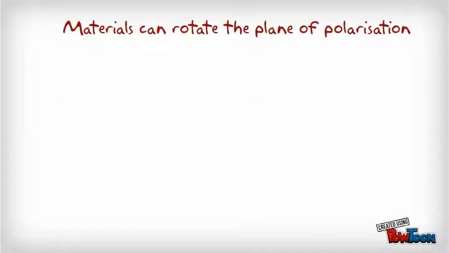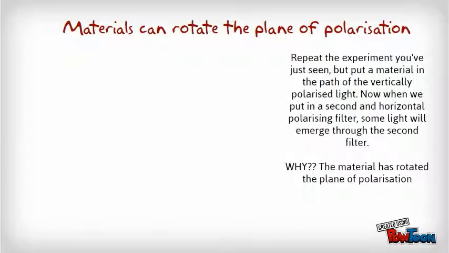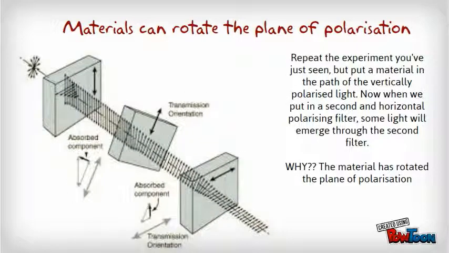It's interesting to note that materials can rotate the plane of polarization. Now, how do we prove that? Well, we repeat the experiment that you've just seen. So technically, if we put one vertical polarizer followed by a horizontal polarizer in the path of the light, then no light will emerge from the other end.